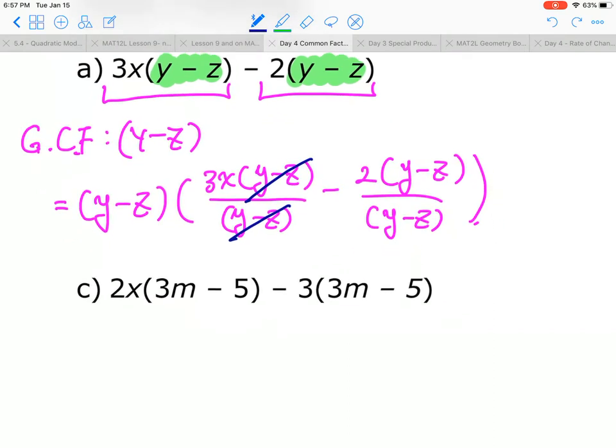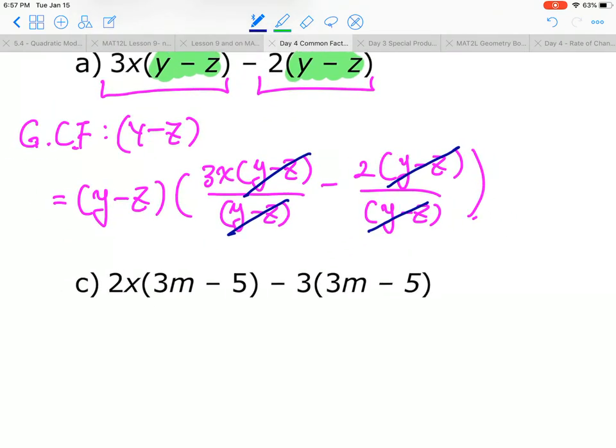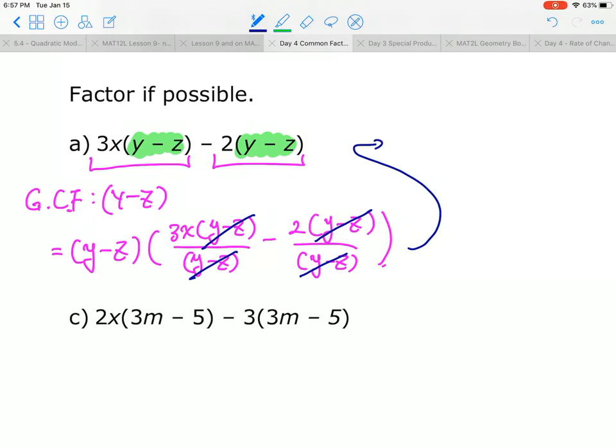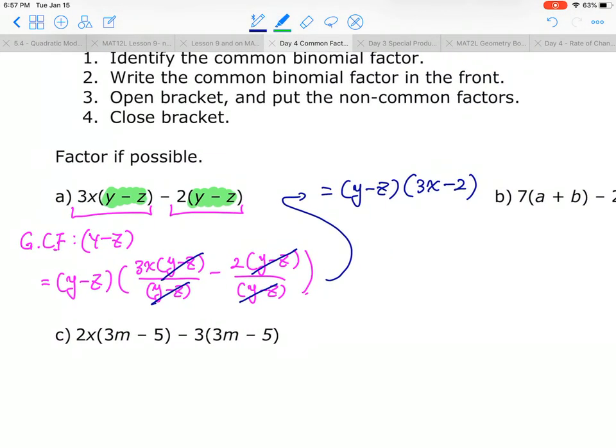So same thing for the y minus z over here. So this becomes y minus z and then 3x minus 2. Now hopefully you notice that what we have with the first term in the question originally, with the y minus z, is the 3x and then minus 2. Hopefully you notice that the y minus z, which is the common factor of the two, stays in the front, whereas whatever is left over is just put together after all, right? So this is the shortcut of it.